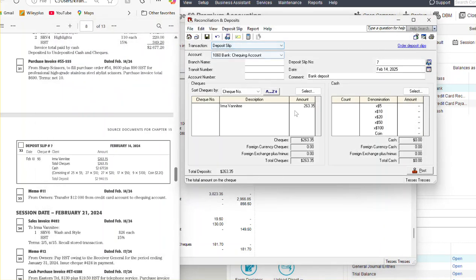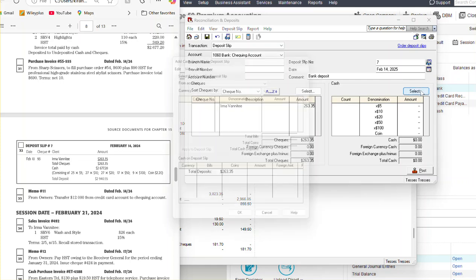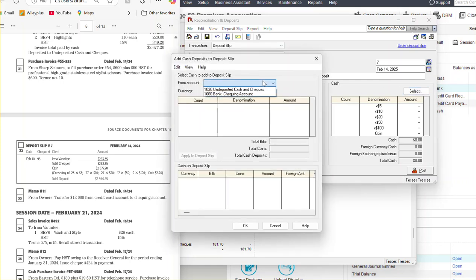Sorry, what happened? I didn't add. I needed to apply to the deposit. I didn't do that. Sometimes when I'm trying to go quick, this is what happens. You don't go quick, please. Take your time doing it.